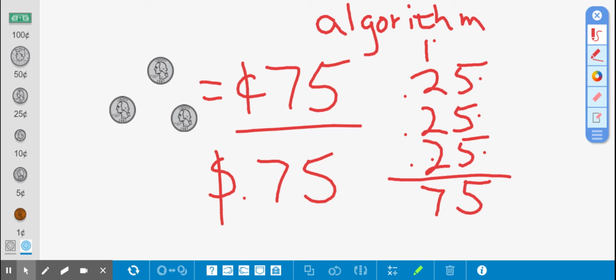Always, always, always remember your decimal point. Bring your decimal point straight down, and you're left with 75 cents. Good, or 75 hundredths in mathematics. And so on, we can continue to do this with different amounts. Let's say that we were to exceed $1. Let's try that once. Why don't we say we have six quarters.